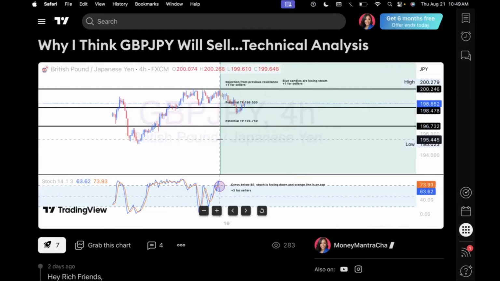Is it facing up or down? Which line is on top? And has it crossed below 80 or above 20? Now, whichever side gets the most points, that's the side you're going to take the trade on, and you're going to use your previous support and resistance as your parameters for your stop loss, your take profits, and or your pending orders. So I hope that this video was helpful.